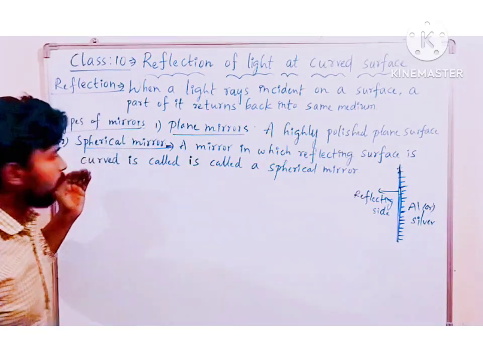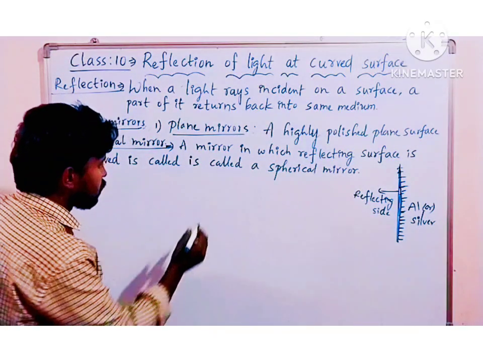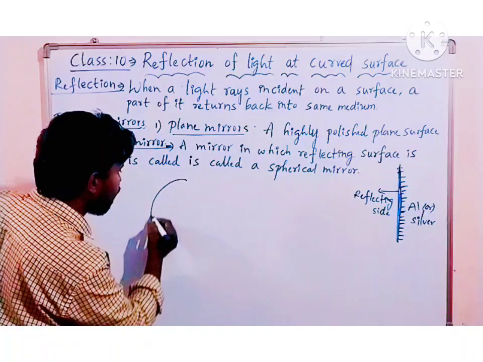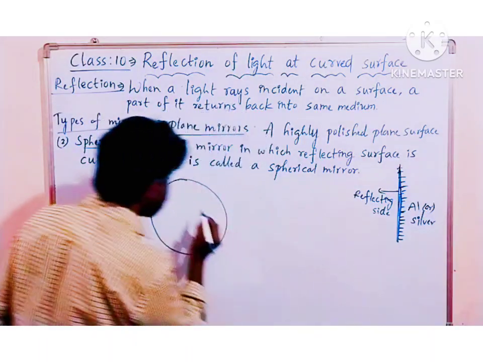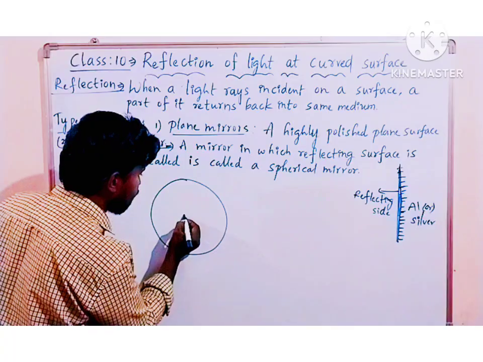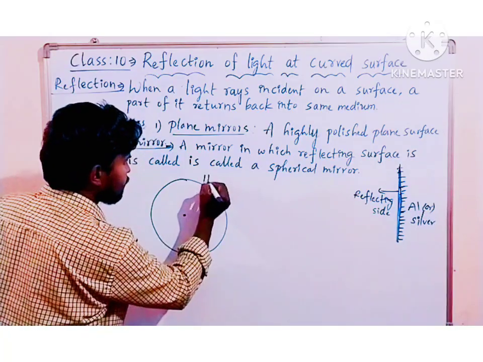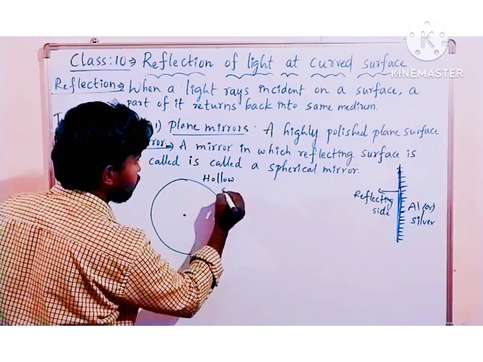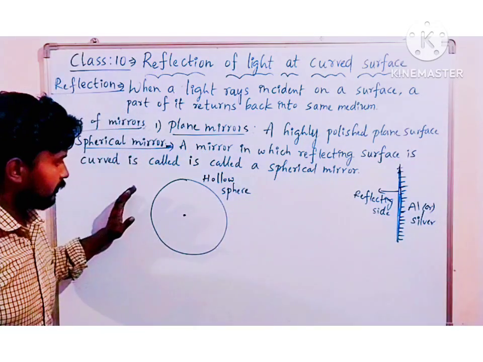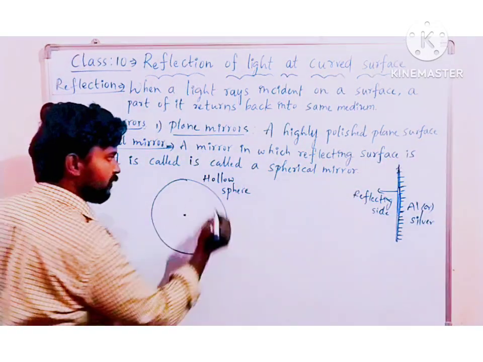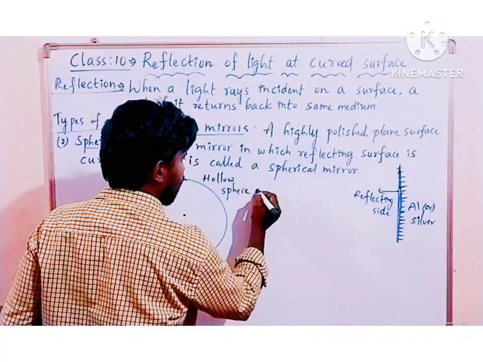How can we make a spherical mirror? A spherical mirror is a part of a hollow sphere of glass. Imagine this is a hollow sphere of glass. This is the center of the hollow sphere.